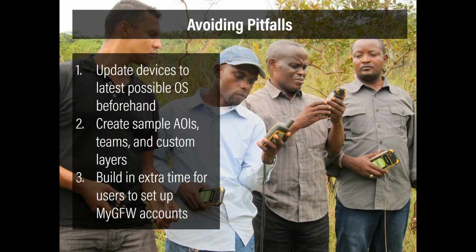We also recommend that you build in extra time for users to set up MyGFW accounts beforehand. So the MyGFW login can be accessed through the main Global Forest Watch platform. And it's a fairly simple login process, a short form. Users can log in with Google, Twitter, or Facebook. While it's not required to use the Forest Watcher app, we recommend that users have a MyGFW account because that will increase the functionality that users have for the app, particularly in setting up the Teams feature and some other features that the desktop offers. So I want to make sure to set up extra time for that.